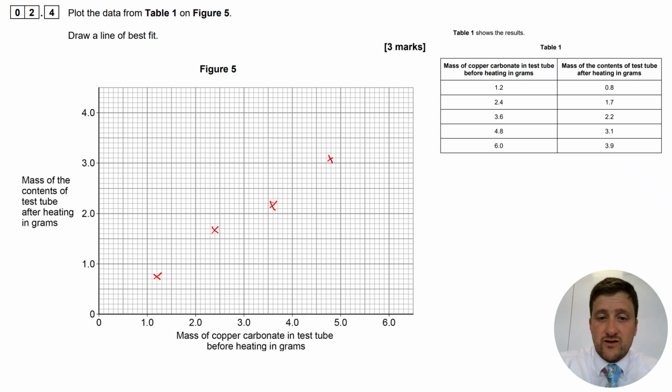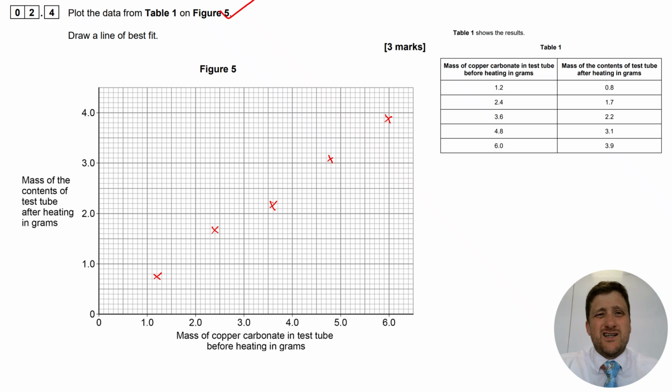4.8. You can see there's a pattern. You should be able to go, ooh, this looks like it's going to be a beautiful graph. Now, that's your 2 marks of getting those right. But then we have draw a line of best fit. I can tick this. I've done that first step. How do I draw a line of best fit?